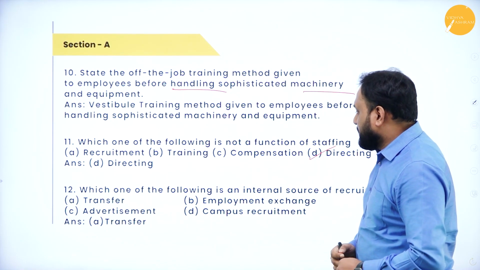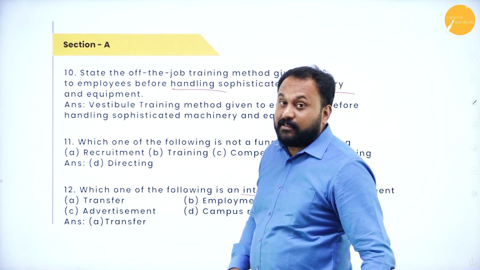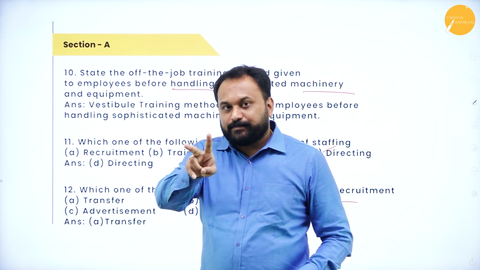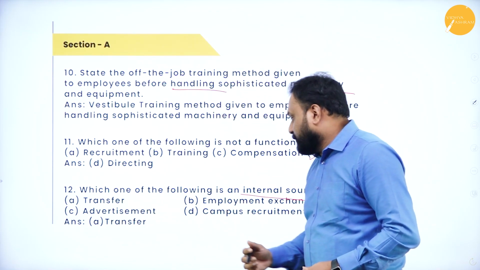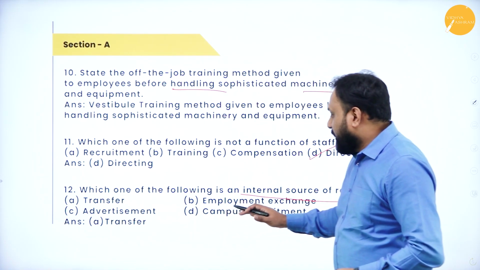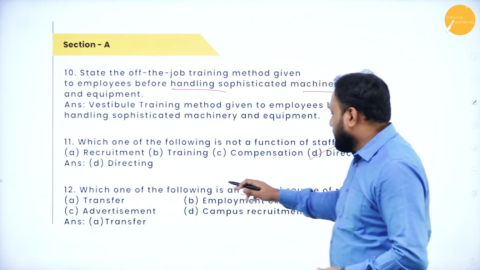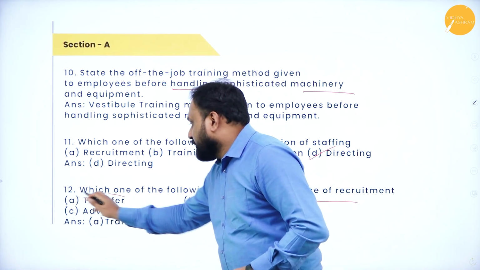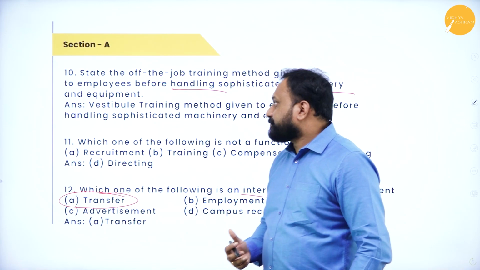Which one of the following is an internal source of recruitment? Internal sources of recruitment are two: transfer and promotion. And one more is references. Let's go with it. A, transfer. B, employment exchange. C, advertisement. And D, campus recruitment. So which one of the following is an internal source? When it comes to an internal source, that is A, transfer.